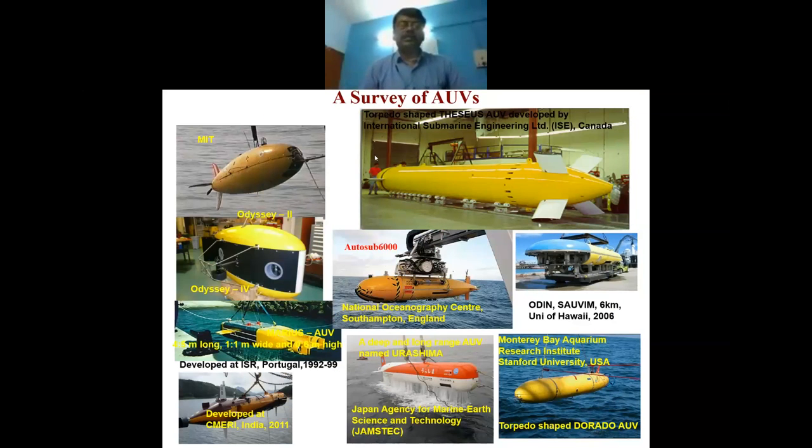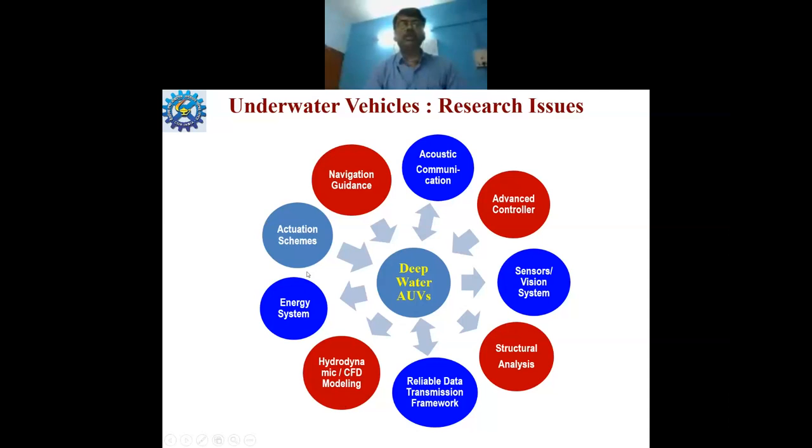This slide represents a survey of various kinds of autonomous underwater vehicles available throughout the world, like ODC2 developed by MIT, then ODC4, also developed by MIT. Then we have AutoSub 6000, developed by the National Oceanographic Center, Southampton, England. Then there are Thesis by Canada, then Urashima by Japan, that is JAMSTEC, then the torpedo-shaped Dorado AUV by USA, and of course CMERI Durgapur also developed an AUV for 150 meter and an AUV for 500 meter.